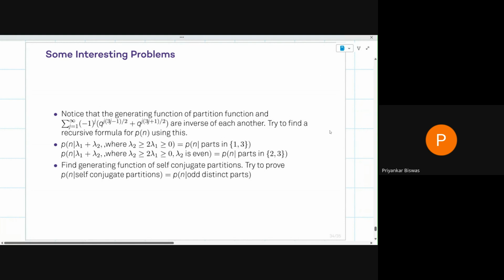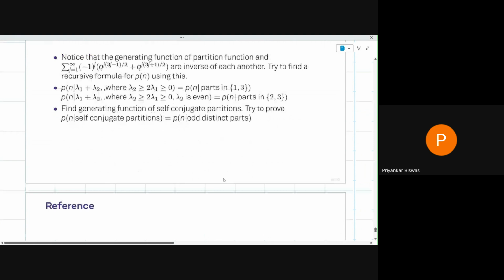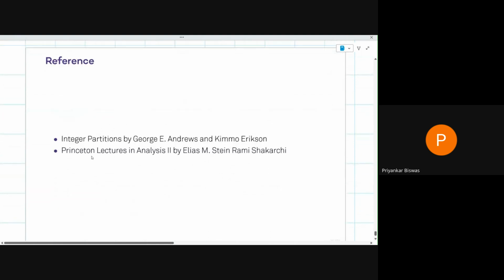Any more questions? Would you recommend a few references? Oh, sure. These are the two references for integer partitions, by George Andrews and Kimmo Eriksson. This is a good book for starting with partitions, and if you want more rigor in these things, you need some basic complex analysis. You can read complex analysis from this book to find the rigor in the proofs. Okay, thank you.